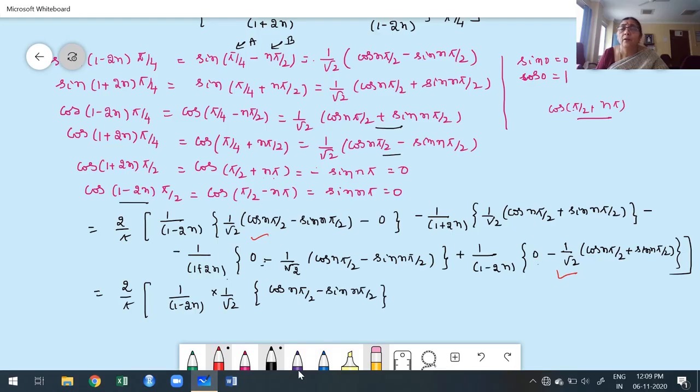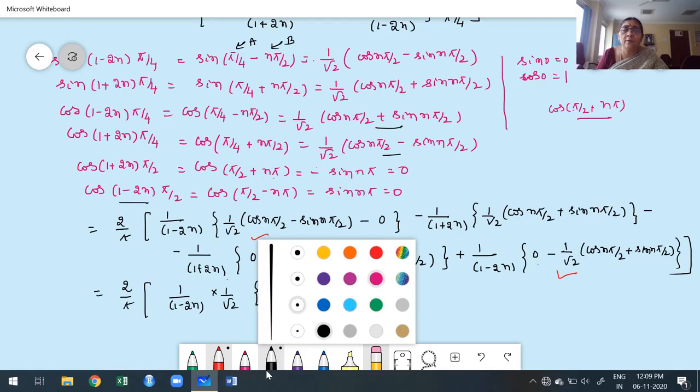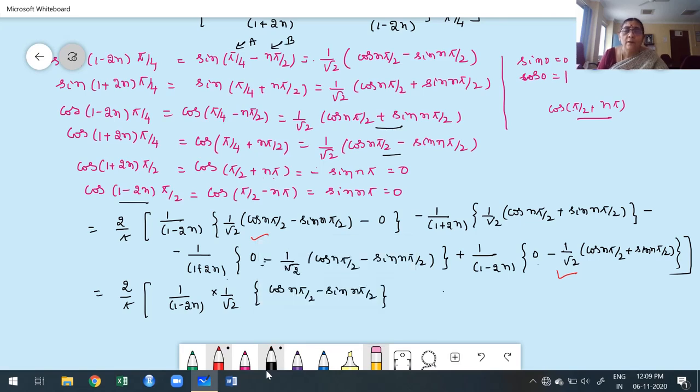Okay. Now, better I write for this. Just a minute, I use some different bracket. This is one bracket. This is the first term. Keep the bracket for the small bracket. Plus into minus is minus cos of n pi by 2 plus sin of n pi by 2. Okay, fine.